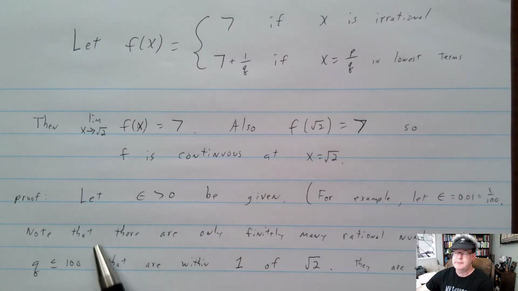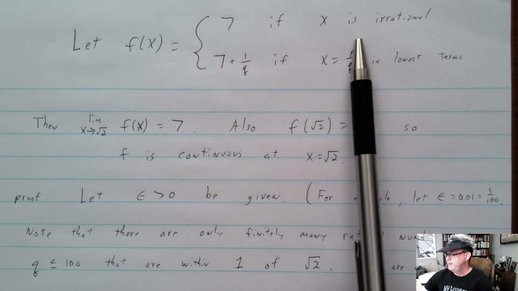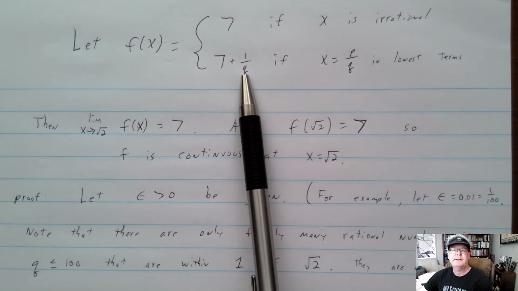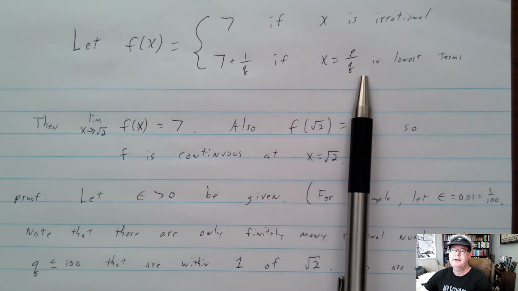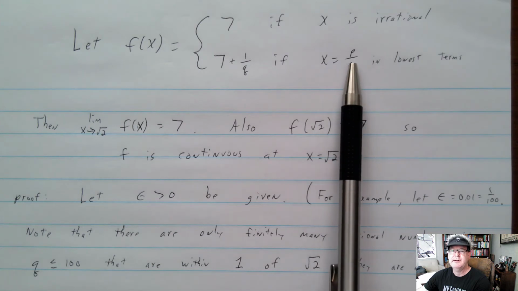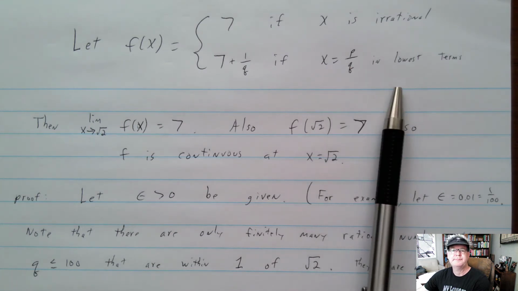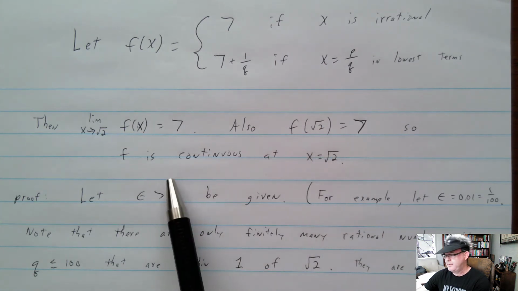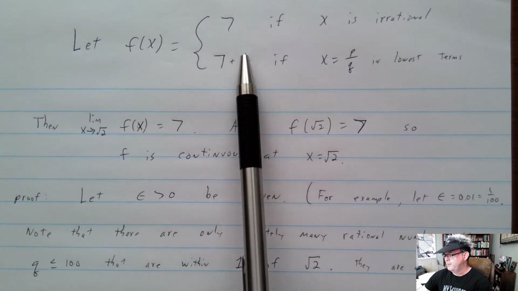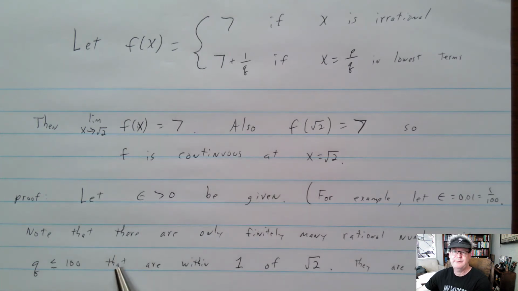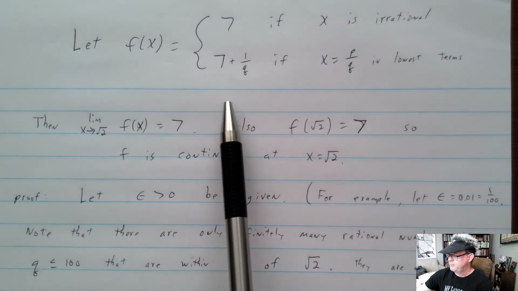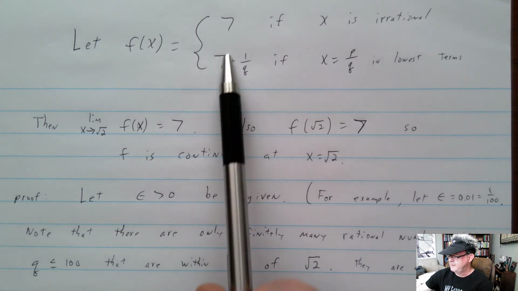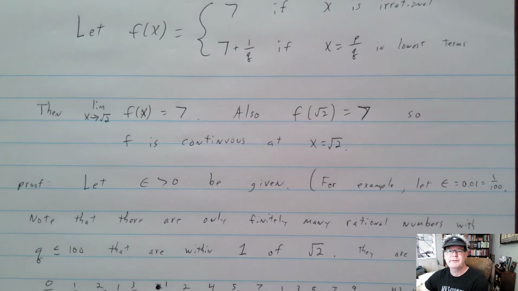So here's the interesting function. F of x is 7 for any irrational number, and then 7 plus 1 over q if x is rational. So in other words, x equals p over q for integers p and q in lowest terms. And we always take q to be positive, so p could be positive or negative, but x equals p over q in lowest terms. And this is kind of a famous example, although they usually just use 0 and 1 over q. I decided to shift it up 7 because otherwise there's too many zeros. So the popular example is usually 0 for x irrational and then just 1 over q for x rational, but I made it 7 and 7 plus 1 over q. Just a shift of the popular example.